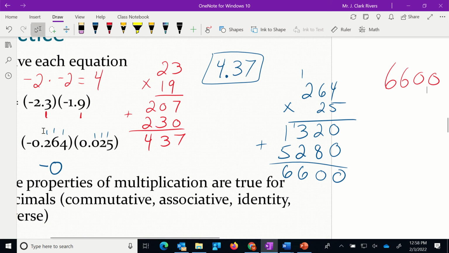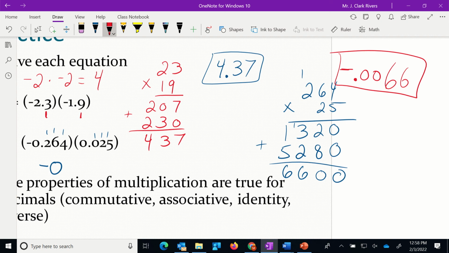Now, how many digits were behind the decimal? 6. So we've got to take our decimal and go 1, 2, 3, 4, 5, 6. So point here, 0, 0. Do you have to have these zeros on the end? No, you do not. So I'm going to erase these 2 zeros on the right because it's the same thing as that. Now, am I done? Remember, it's got to be what? Negative. Negative 0.0066. Questions on that? That was a little tough toward the end there.